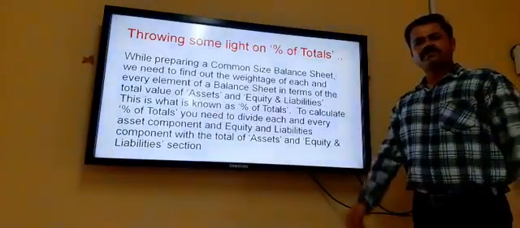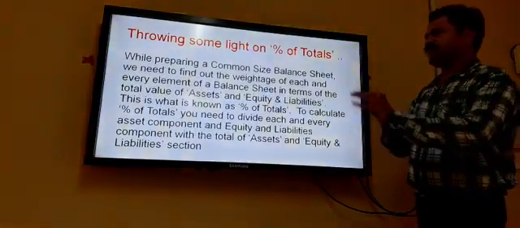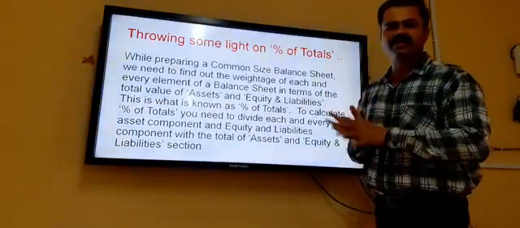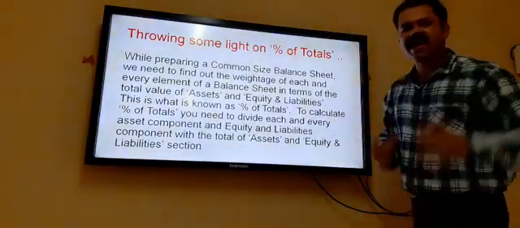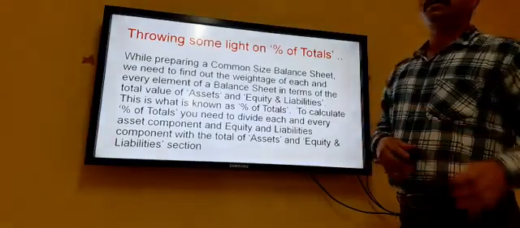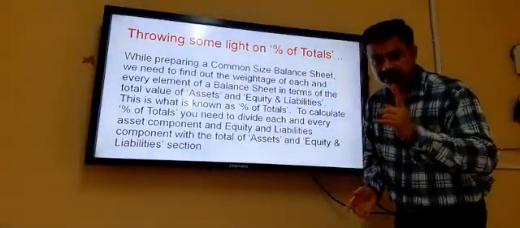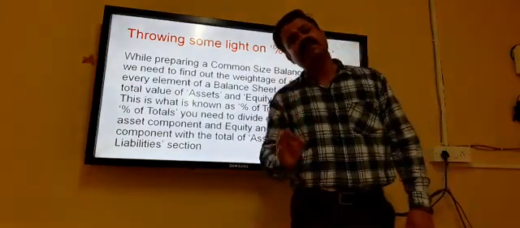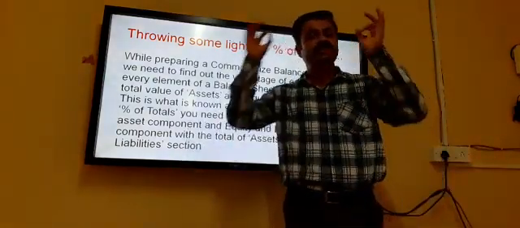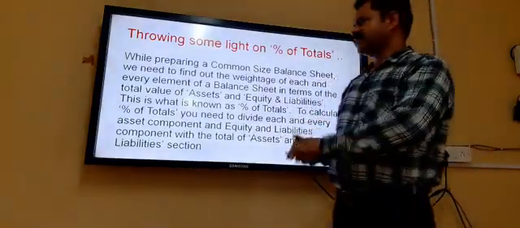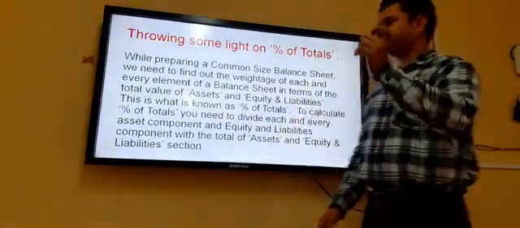Now throwing some light on percentage of totals. While preparing a common size balance sheet, we need to find out the weightage of each and every element of a balance sheet in terms of total value of assets and equity and liabilities. Weightage of each and every element of balance sheet with the total of equity and liabilities and assets. This is what is called percentage of totals.